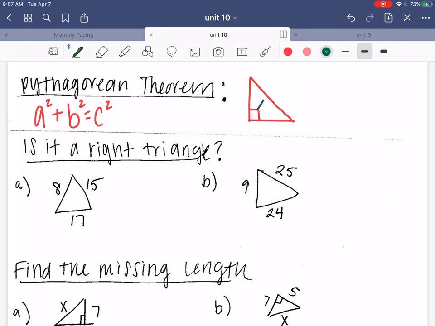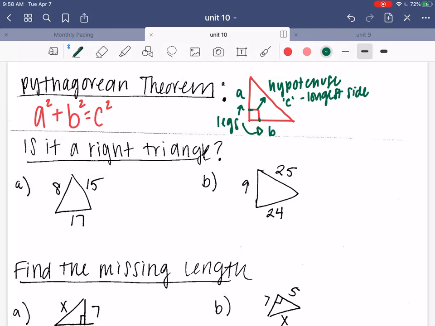Directly across from the right angle is always going to be the hypotenuse. The letter we use is C for the hypotenuse, so that's where c squared goes. The hypotenuse we need to know is the longest side. And then the other two sides, the sides that are touching the right angle, are A and B. Doesn't matter which one is which. These are the legs of the right triangle.